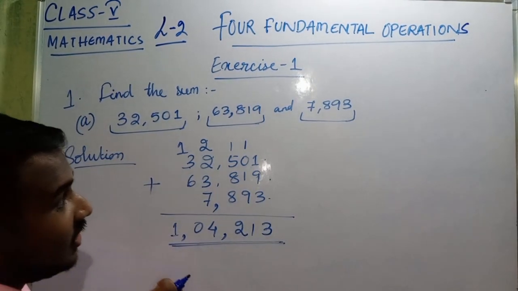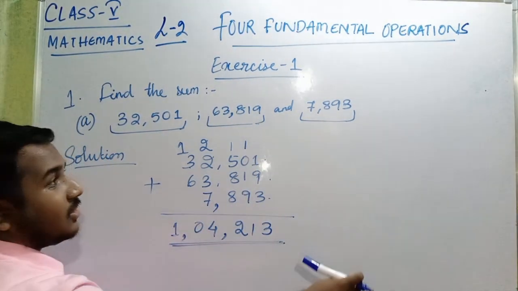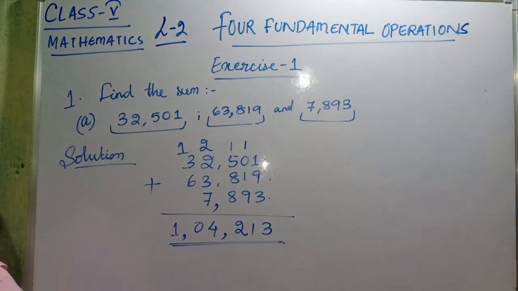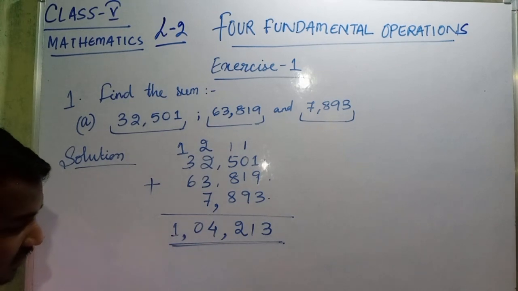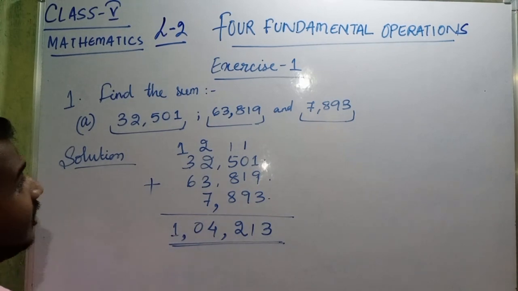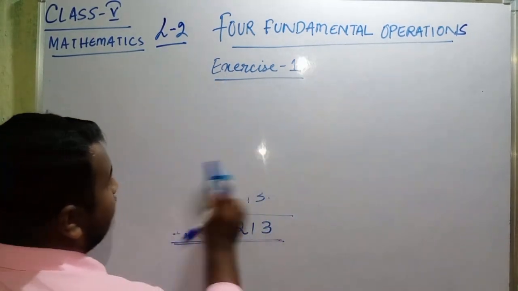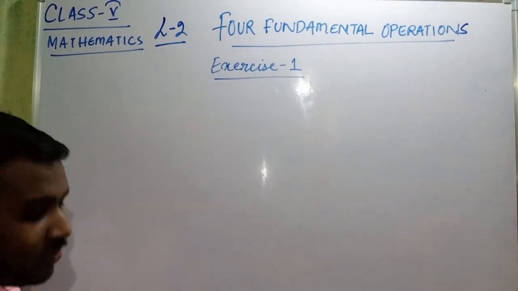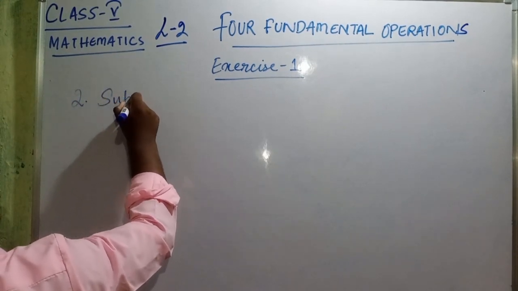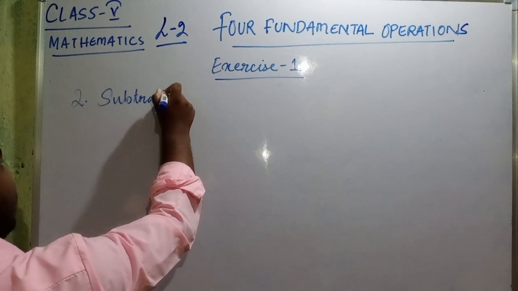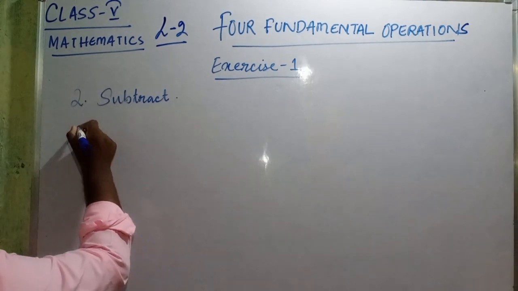Understood? It is a very easy process. If two numbers are given, then only two numbers you will take in, do the addition. Okay, this is an easy part. So next is similarly B number, C number, D number and E number you have to do. Okay, now similarly question number 2. Subtract. Question 2, subtract. Okay, I'll take a question.